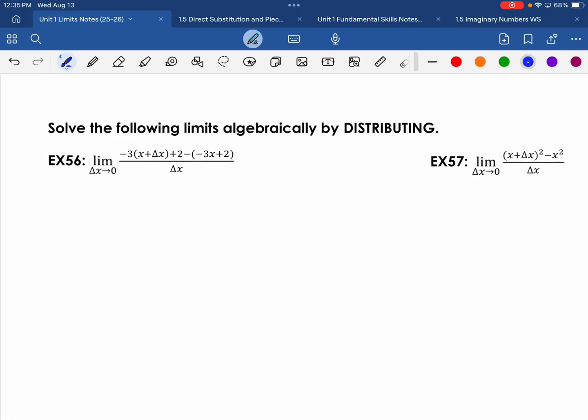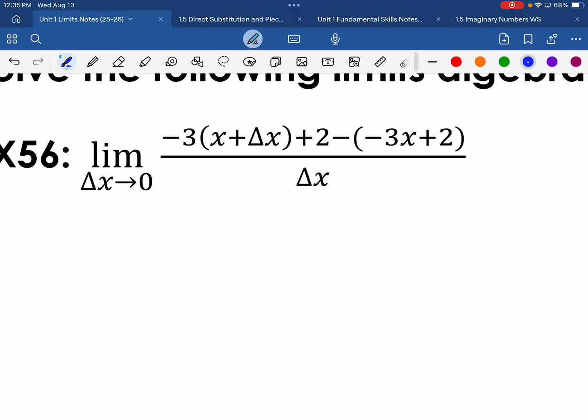All right, so the next method is distributing. And you know you're going to have to distribute when you see parentheses. If you see parentheses, something is going to get distributed. Now on this one, I have a delta x. Don't freak out about the delta x. It's just like another variable. So if I'm going to check to see what this is going to equal, I'm plugging 0 in for all the delta x's. Not the x's, just the delta x, because it says delta x is going to 0.